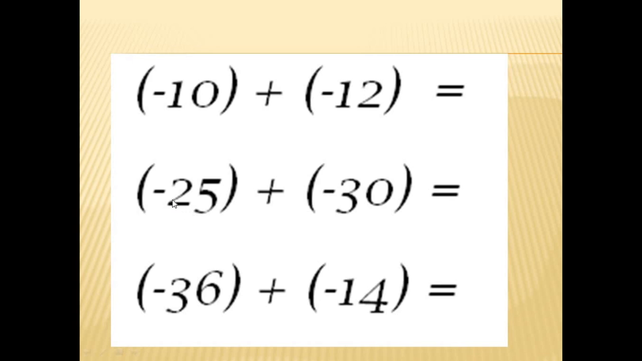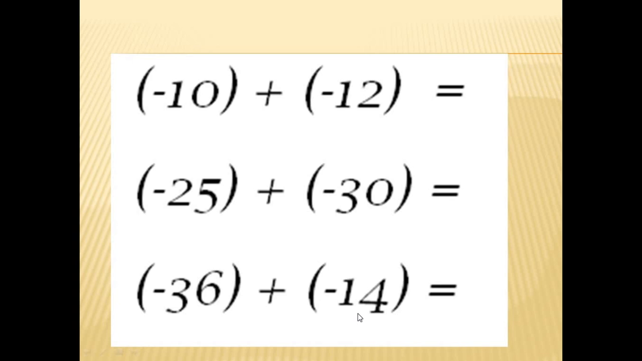The next one, negative 25 plus negative 30. Just add the numbers 25 and 30. The answer is 55. So how can we write negative 25 plus negative 30? The sum is negative 55. Correct. One more. Negative 36 and negative 14.